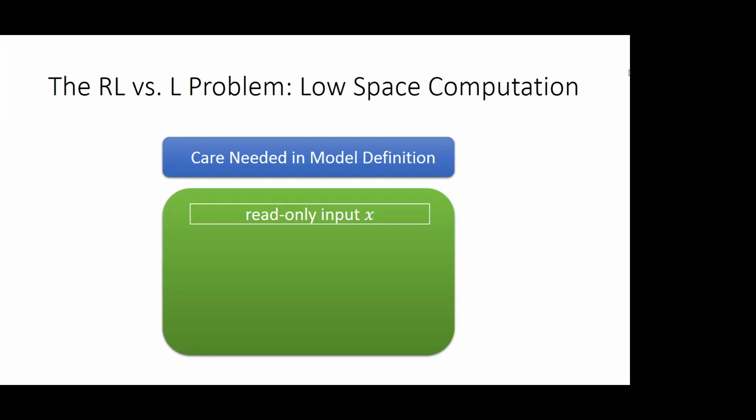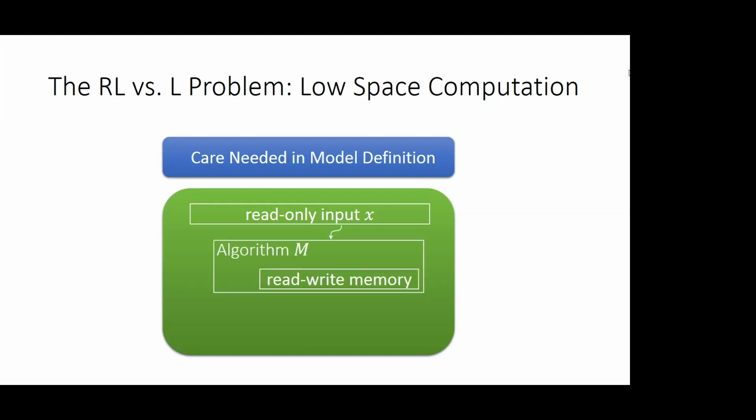So we assume we have a read-only input. We then have an algorithm M, which has read-write memory. It has S bits of read-write memory, and that's what we define as the space usage of the algorithm. And then it writes the result of the algorithm to a write-only output tape. Again, we are only charging for the read-write memory that it uses, not for the read-only input memory or write-only output memory.